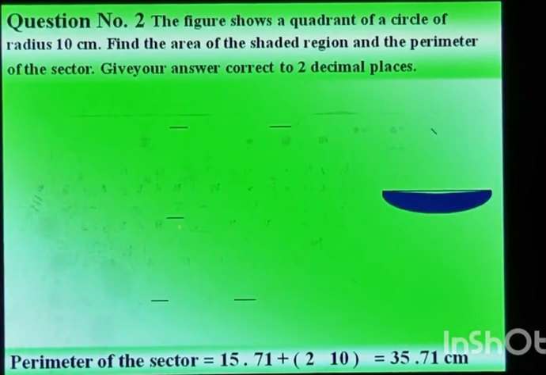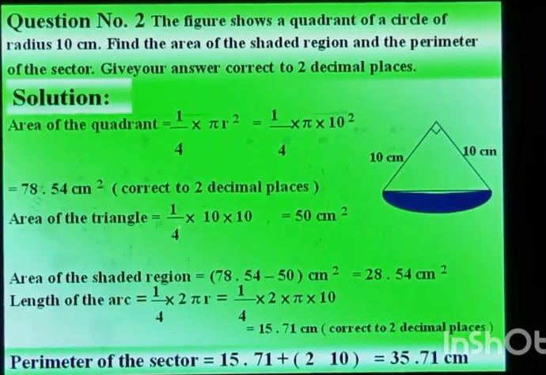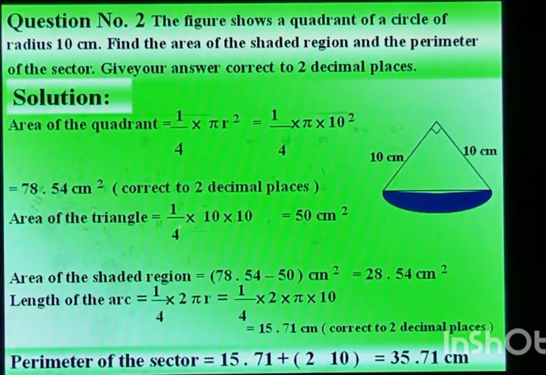Now we have another question. The figure shows a quadrant of a circle. This 90-degree angle shows that this is a quarter circle portion, and we need to work on this and find the area of the shaded region and the perimeter of the sector. Alright, area of the quarter circle is 1 by 4 pi r square. Plug in the value, simplify it, you will get 78.54.